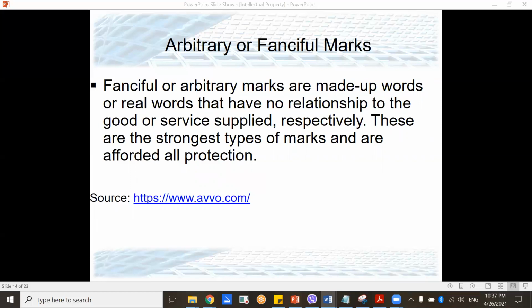For example, Apple as it relates to computer products is an arbitrary mark, and they are therefore very strong because apples have nothing to do with computers. If Apple was used to describe an apple product, it would be generic or descriptive, and this would be very weak. So the type of mark you select has a big impact on the amount of protection that is afforded to you. So it's very important for you to choose a strong word.